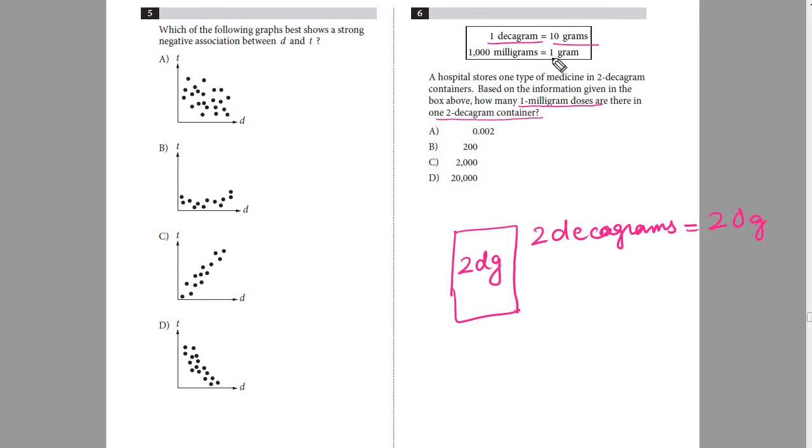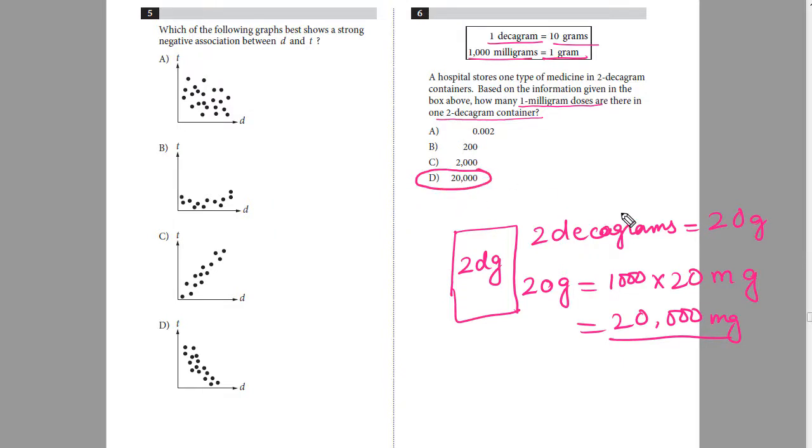And in 1 gram there are 1000 milligrams. So in 20 grams there would be 1000 times 20 milligrams. So 1000 times 20 is 20,000. So the answer would be 20,000 milligram. So in one container of 2 decagram, the total dose would be 20,000 milligram, because one dose is equal to 1 milligram, so the total number of doses would be 20,000. So option D is the correct one.